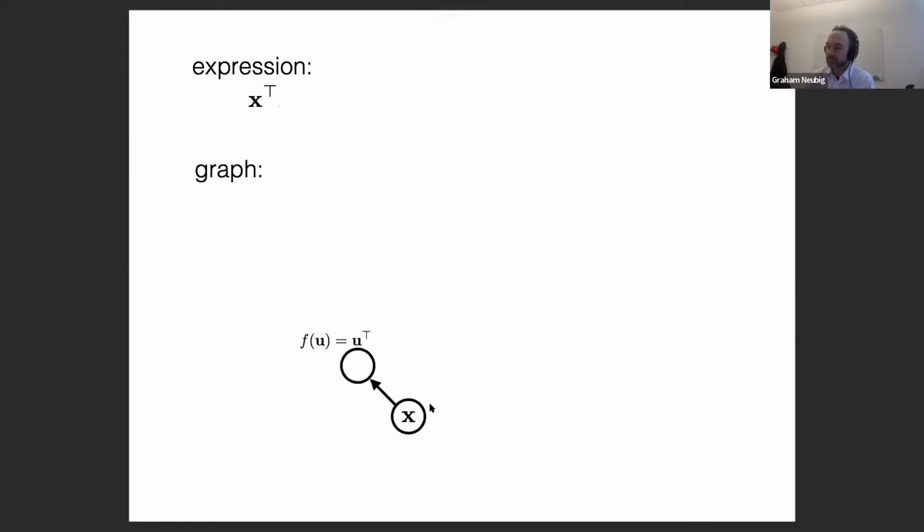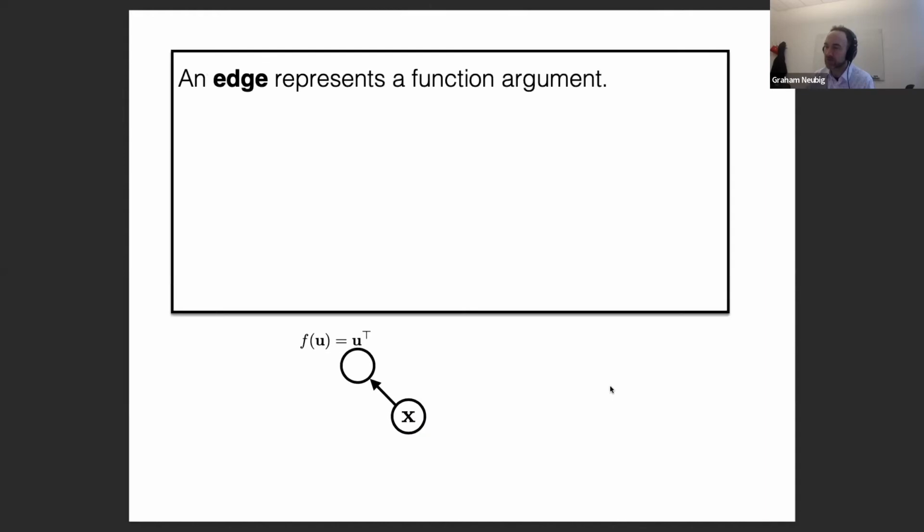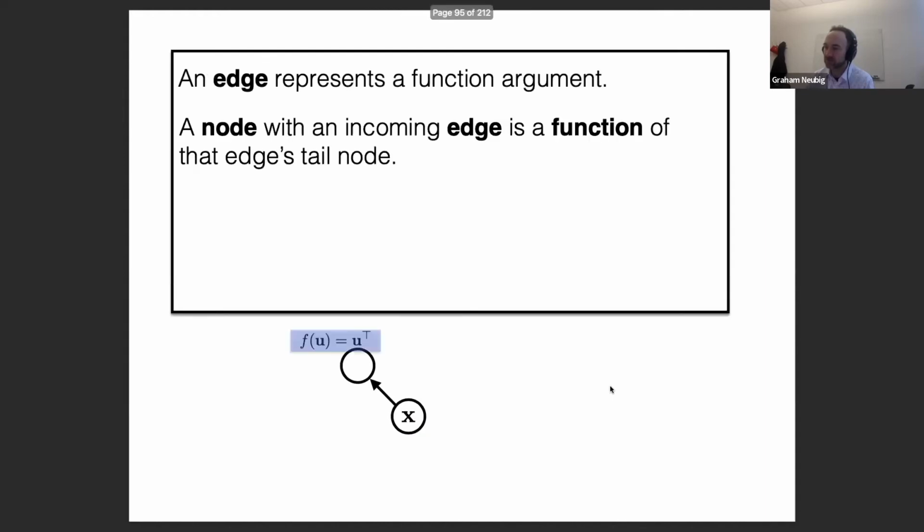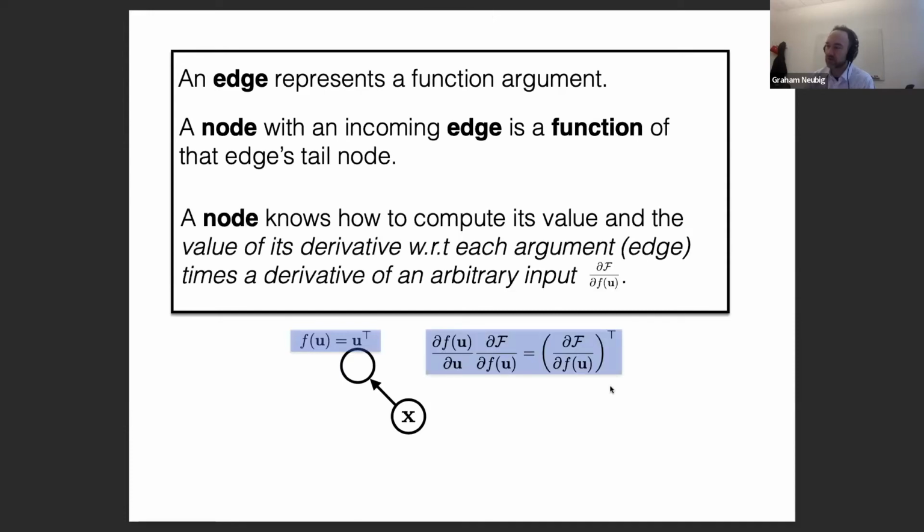And we can also have operations over all of these values. So like, let's say we transpose the vector, that operation would be demonstrated as an edge to another node that implements the transpose. So an edge represents a function argument, and a node with an incoming edge is a function of that edge's tail node. And a node knows how to compute its value and the value of its derivative with respect to each argument.